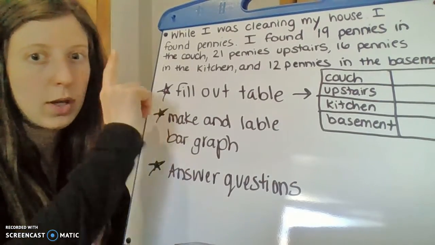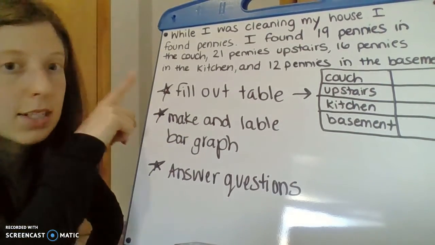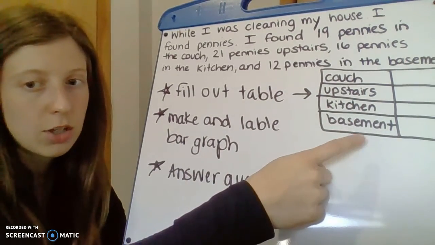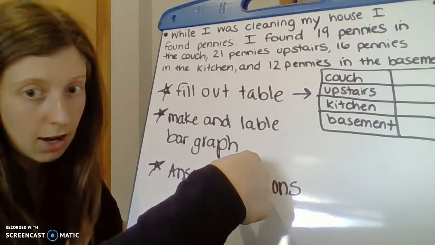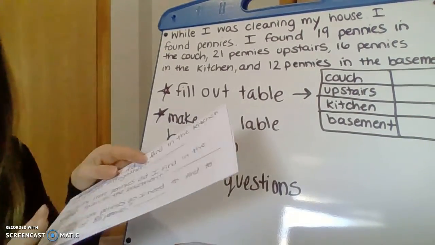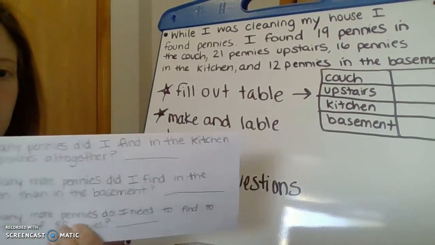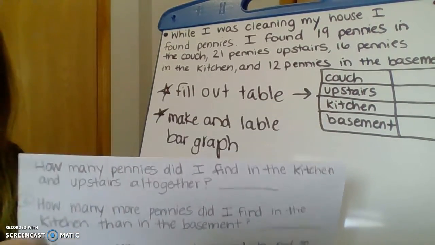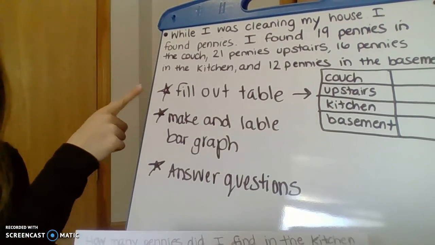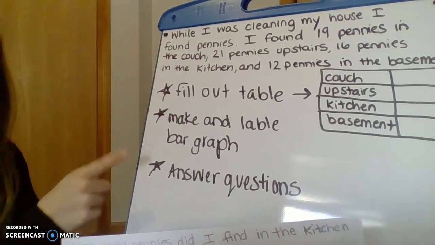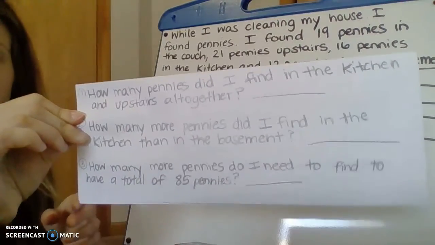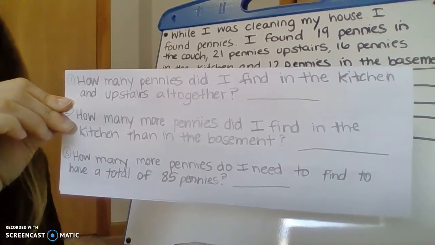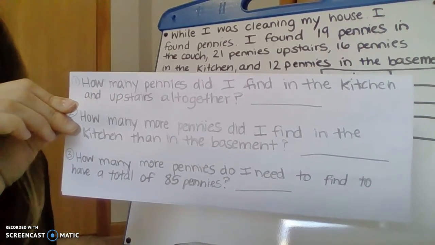All right, ladies, be careful because it does look like it's the same, but I did change the number. So reread the problem. Then you're going to fill out your chart, your table, and then you're going to make a bar graph and answer your questions, which are right here. Okay? So if you have to, pause this to get all the information down. So you fill out the table, make and label a bar graph, answer your questions, which are the same questions. However, I did change the last one, so be careful.